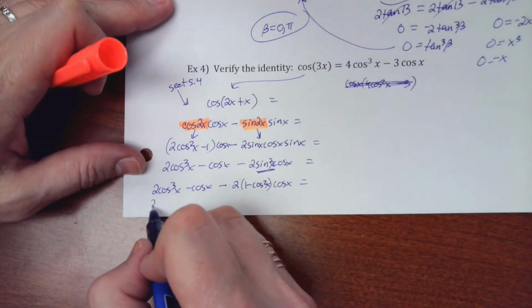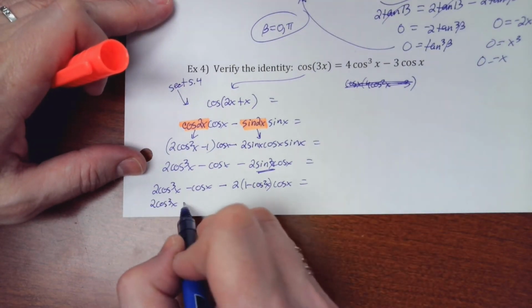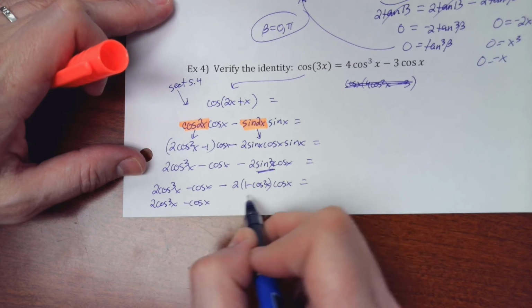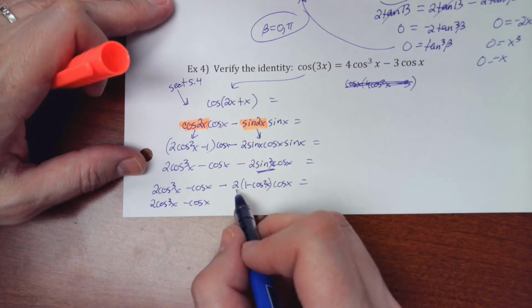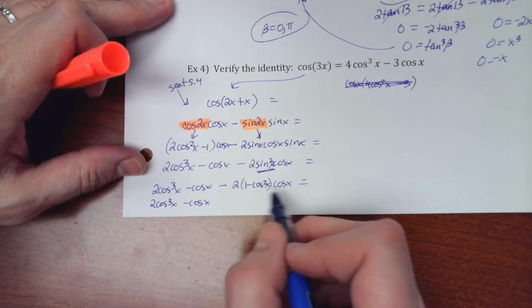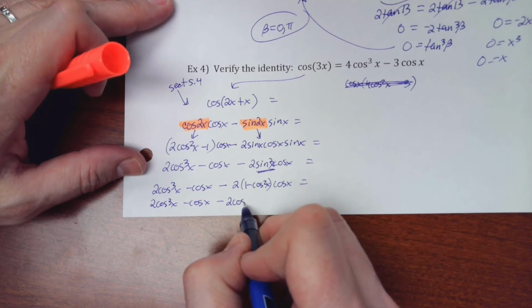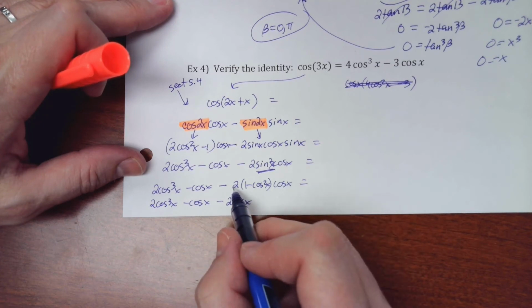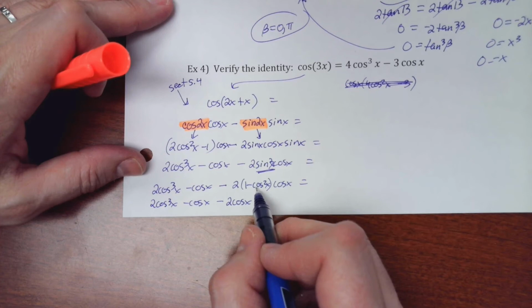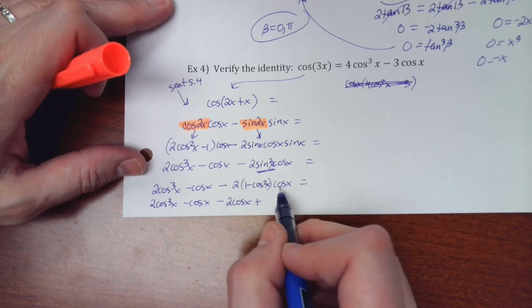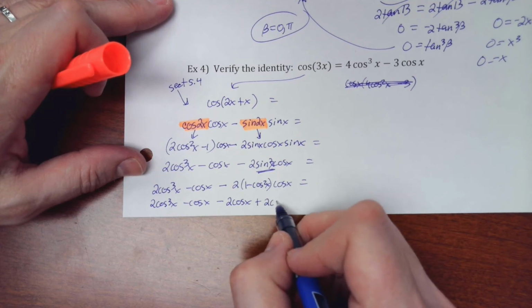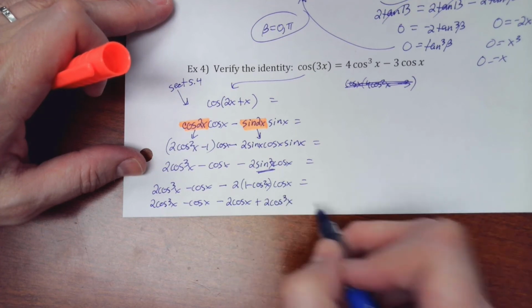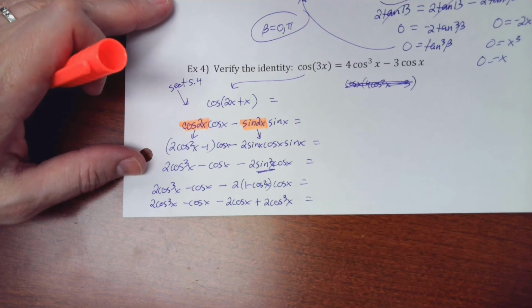All right, so 2 cosine to the third minus cosine. Here, I have a 2 and a cosine, so I'm going to say minus 2 cosine. Then I have a negative 2 times a negative cosine, so a plus 2 cosine squared, but I got another cosine, so that's 2 cosine to the third. All right, and I think you can see we're done.